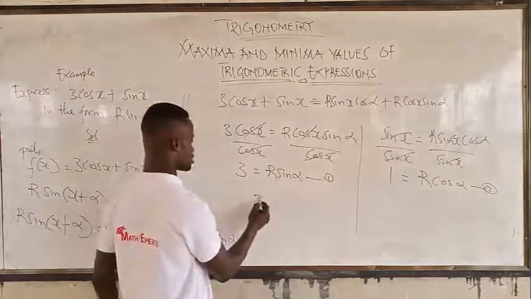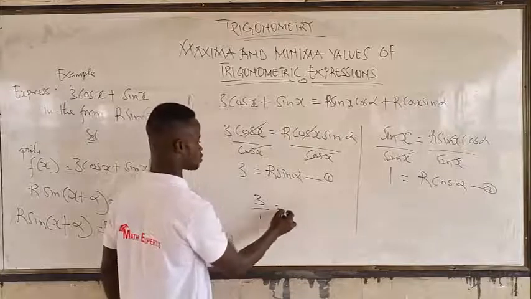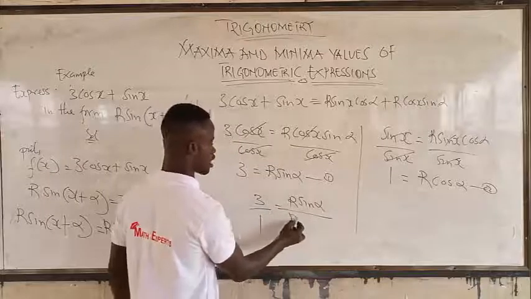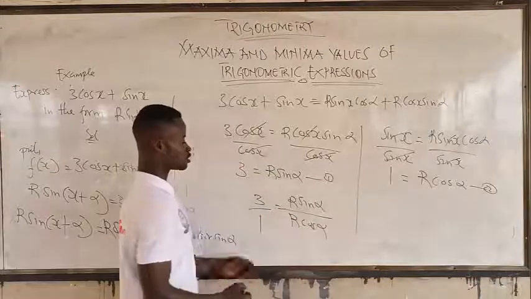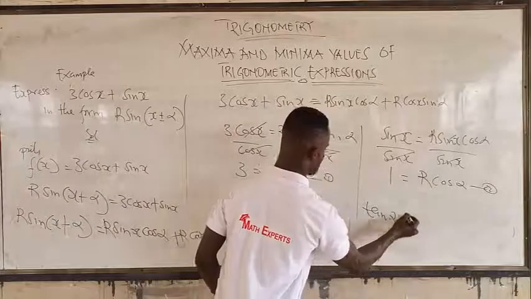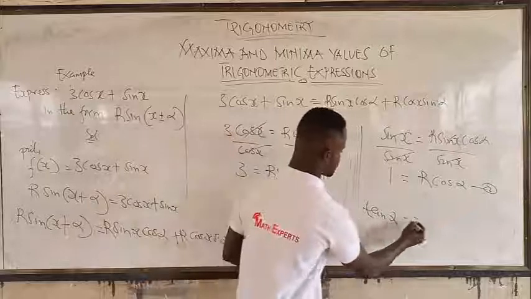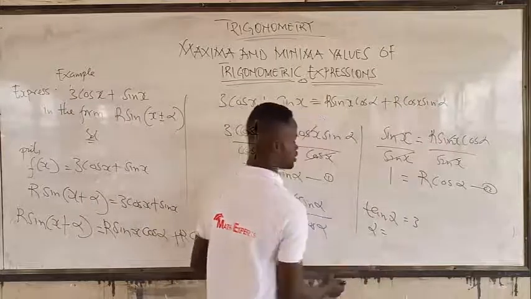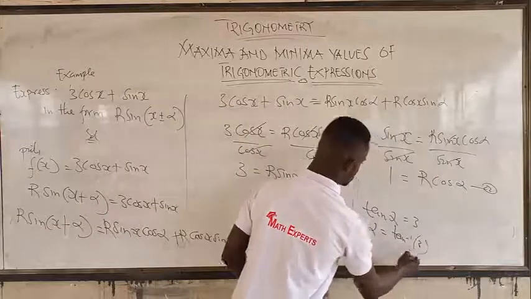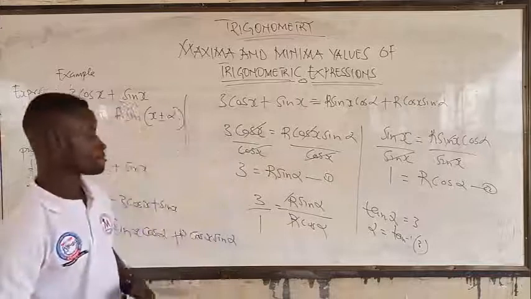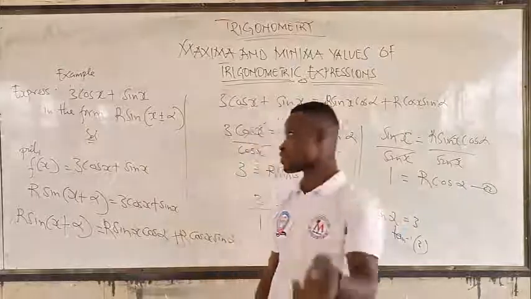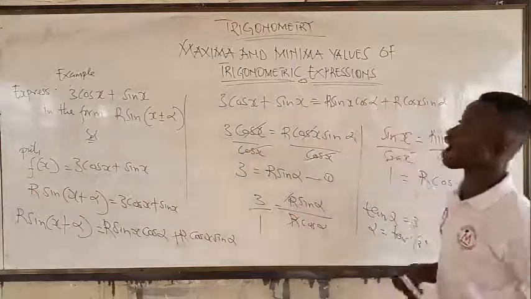So equation 1, 3 over 1 is equal to r sin alpha over r cos alpha. So that this cancels this, then you get tan alpha to be equal to 3. And alpha will be equal to tan inverse of 3. Please take a calculator, punch it, and continue. When you are done, then you go for R.